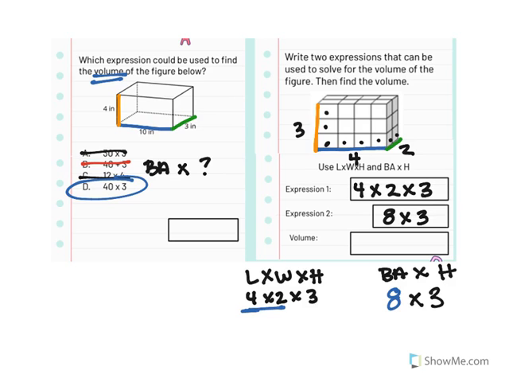Now, to solve for volume, all we've got to do is finish the multiplication. I know 8 times 3 is 24. So we have 24 cubic units.